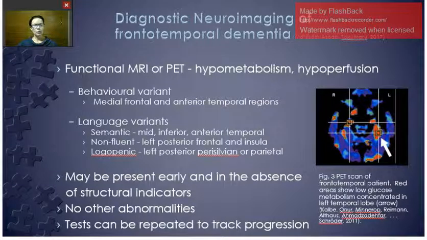So the fMRI results or PET results might be present earlier and in the absence of structural indicators. So we can use this where we have not seen anything on structural MRIs, and we can also use these to track progression. So we can continue to do these tests throughout the course of the disease.